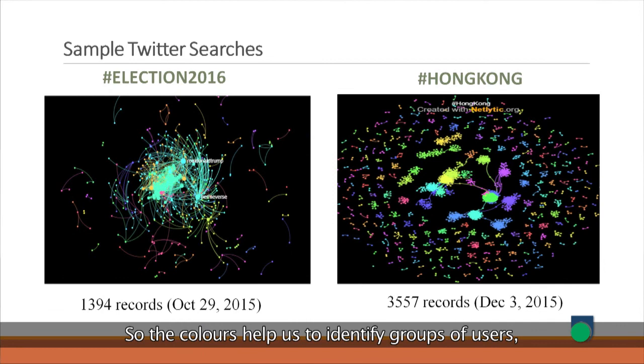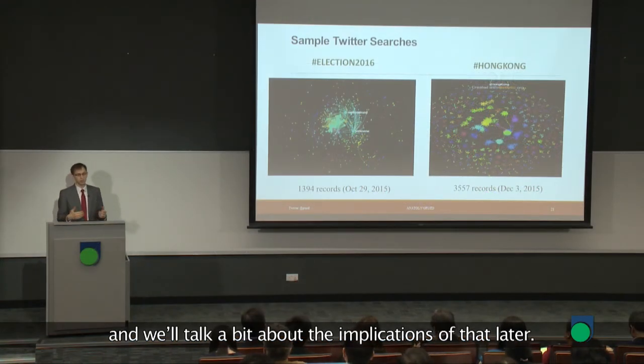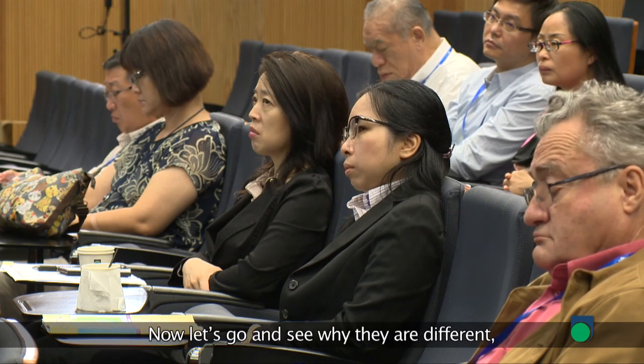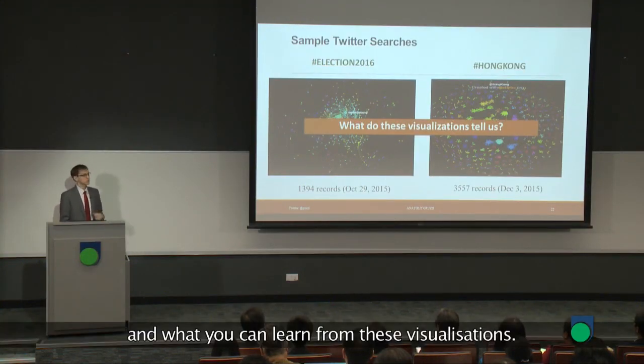So the colors help us to identify groups of users, clusters of people who tend to talk to each other, but don't talk to everybody else in the group. On the right side, you have more distinct groups of different colors. So there are lots of what we call isolated clusters. And we'll talk a bit about the implications of that later. Now, let's go and see why they are different. And what can we learn from these visualizations?